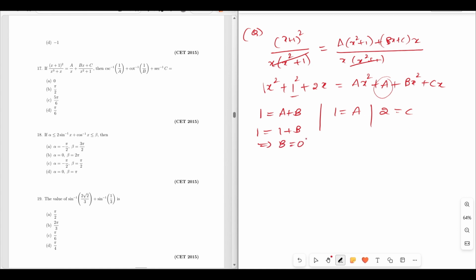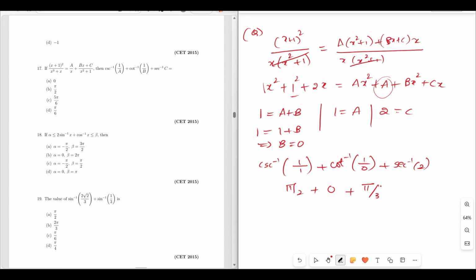Now you got the values for a, b, c. Just go and substitute in the given expression. They're asking for cosecant inverse 1 by a, which is 1 by 1, plus cot inverse 1 by b, which is 1 by 0, plus secant inverse c. C is 2. So what is cosecant inverse 1? It is pi by 2. Cot inverse infinity is 0. Secant inverse 2 is pi by 3.